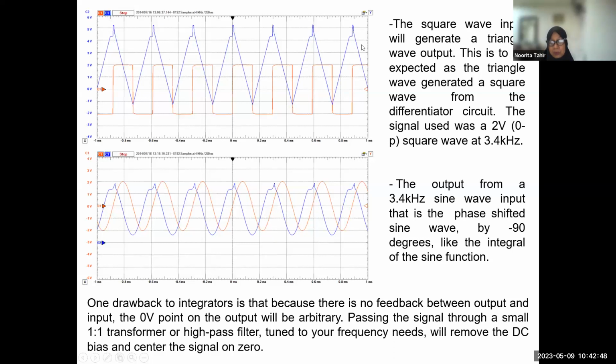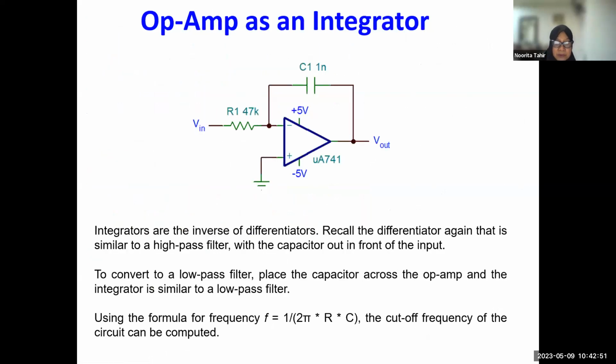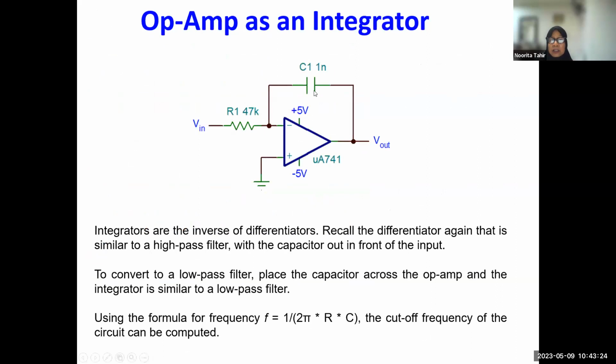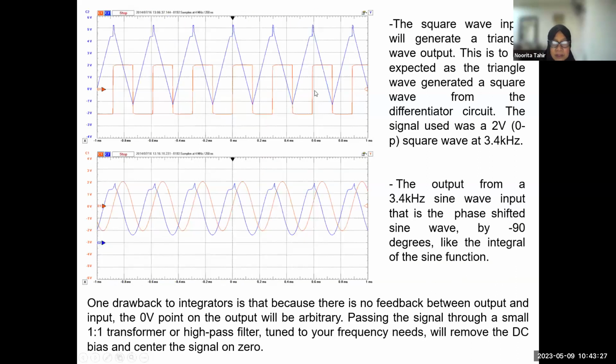And if you want to compute it, try using this equation. If the input is a sine wave, we will also receive a sine wave, the blue color, at the output, only it is shifted by minus 90 degrees. It is delayed because of the integral of the sine function. One drawback of the integrator is that there is no feedback resistor between output and input, because the feedback here is no longer a resistor but a capacitor. So that is what happens for the integrator.